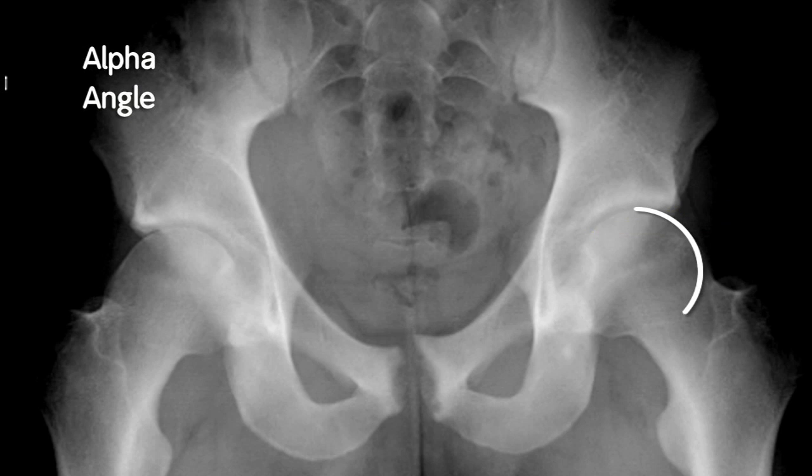The alpha angle is measured by first drawing a circle around the femoral head. A line is drawn from the center of the femoral head and parallel to the femoral neck.